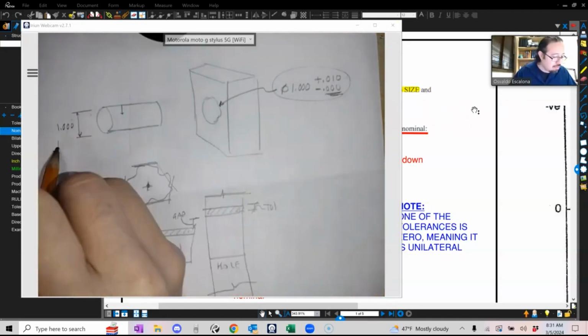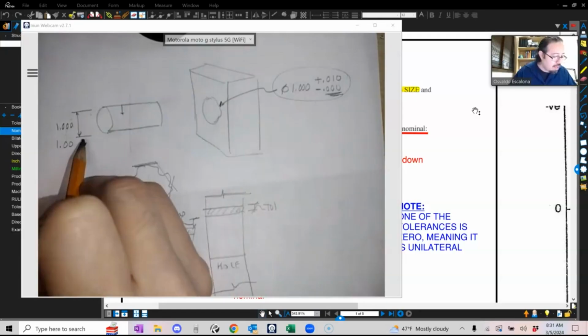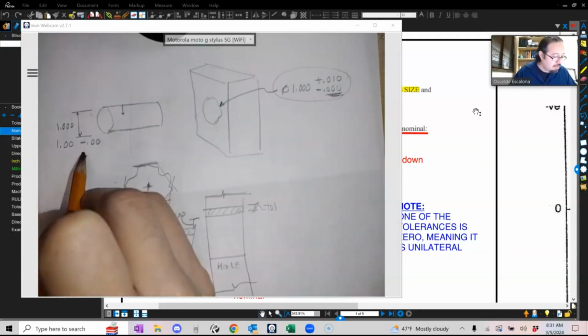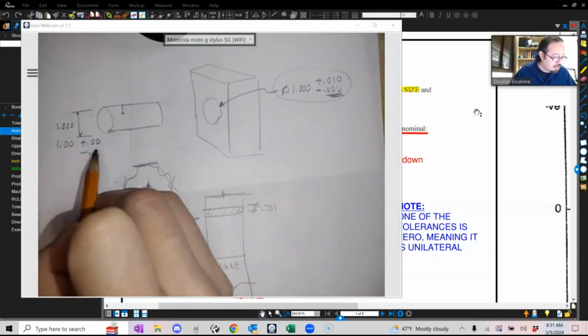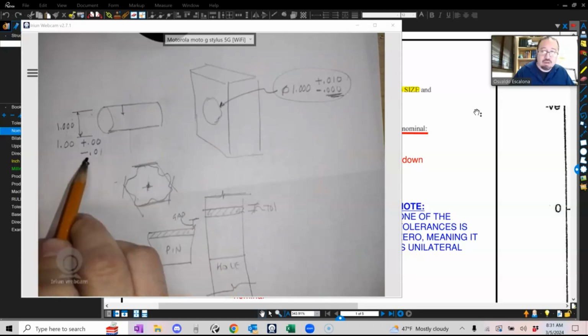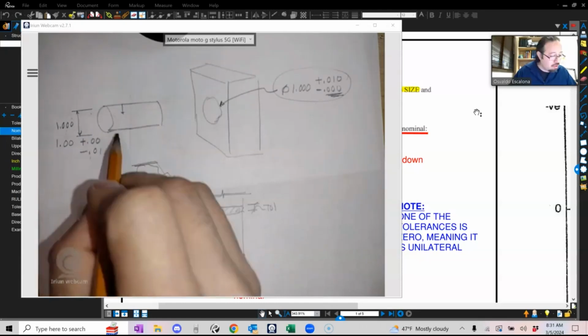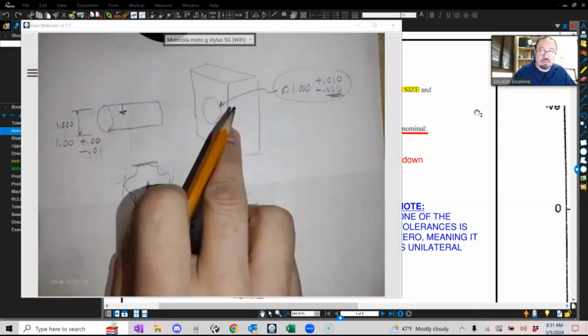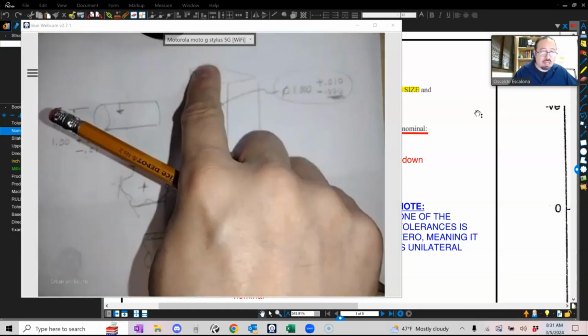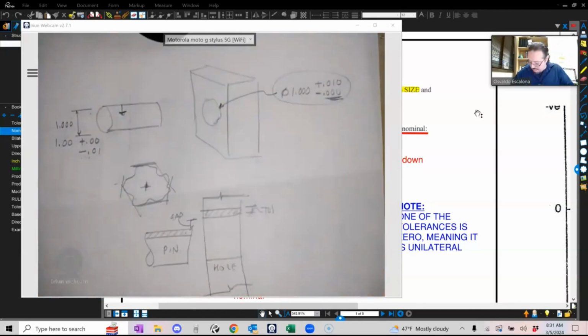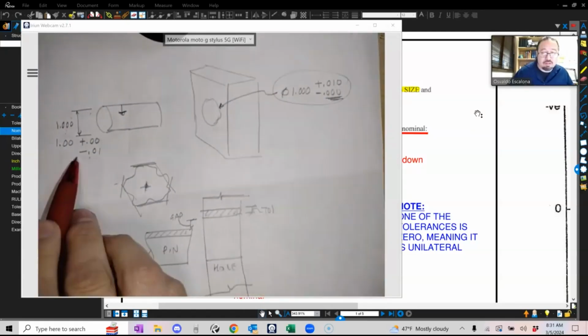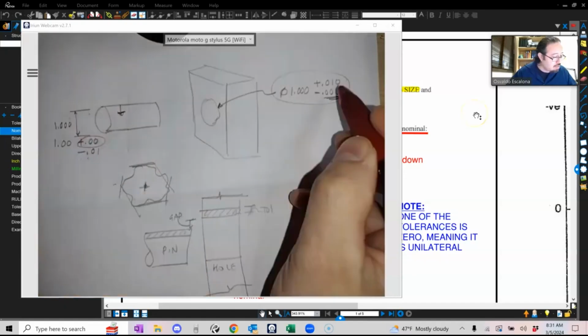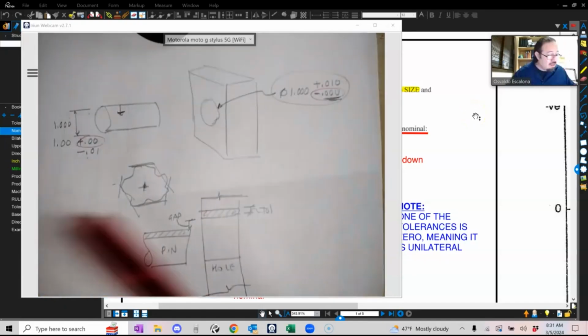So let's say that this guy will be 1.00 plus 0.00 minus 0.01. Telling you the pin will always get smaller, only smaller, right? So it will always fit, and the hole will always get bigger, only one direction. This is pretty much what I'm trying to tell you. And how do I identify I have a unilateral tolerance? Well, I will always have a 0, right? Because I'm only going in one direction from my design size.